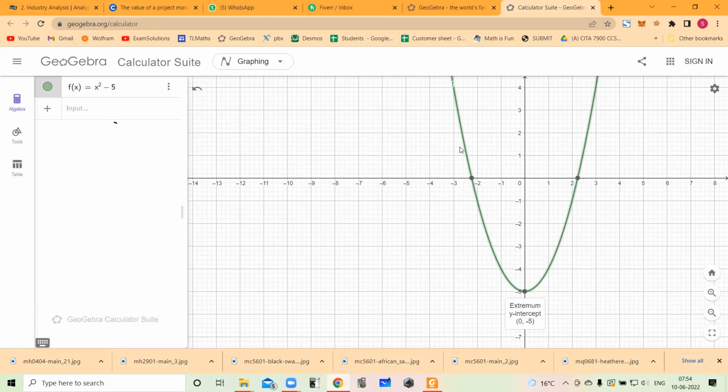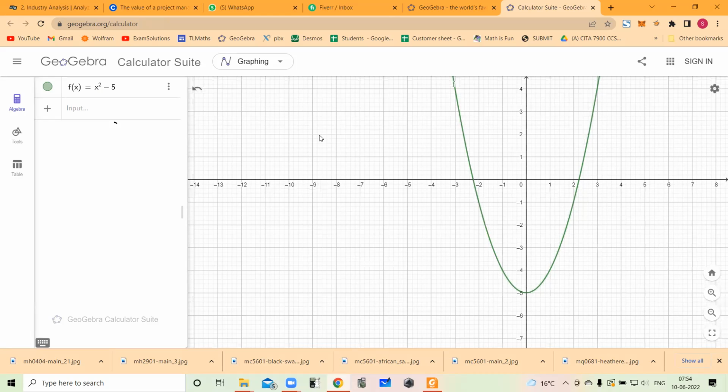Now, if I add 5, it will shift up 5 units. If I subtract 5, it'll go down 5 units, right? That's the -5, your C. -5 is the y-intercept, yeah. -5 is the C, right? Correct. Yes, the -5 is the C.